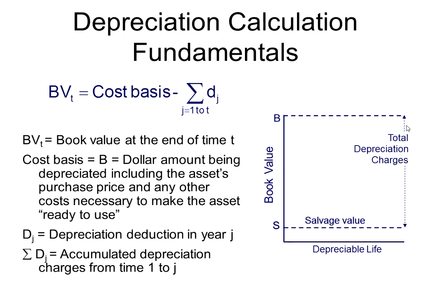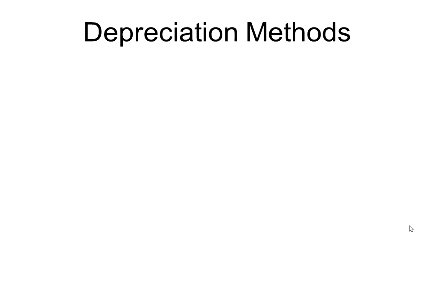And this is the total depreciation charges, basically the difference between the book value and the salvage value. And this line shows the reduction in the book value during the depreciable life of the asset. And this curve depends on the depreciation method that is used.